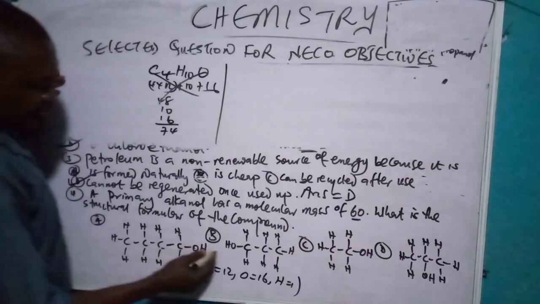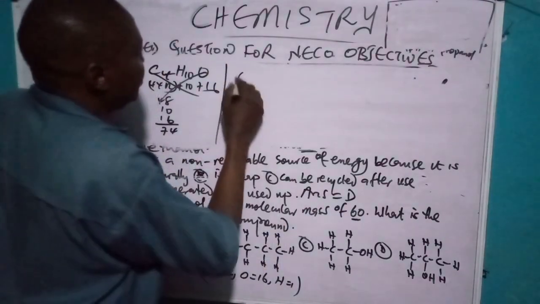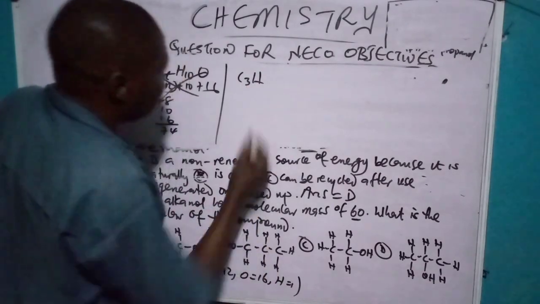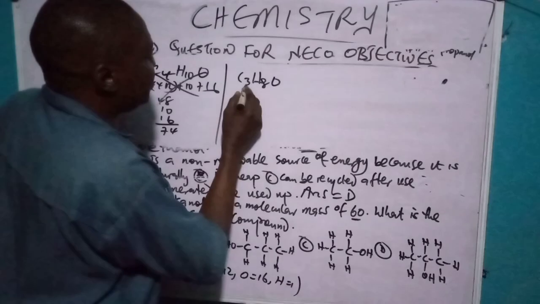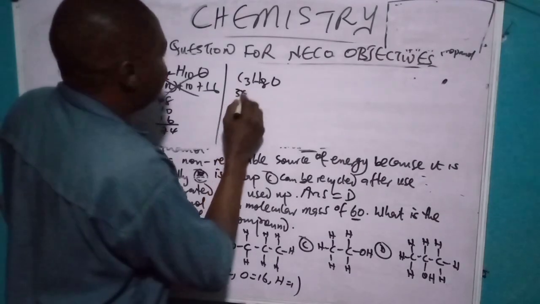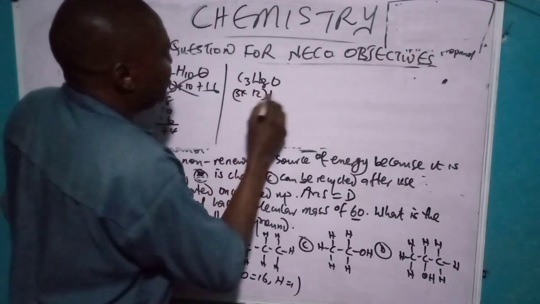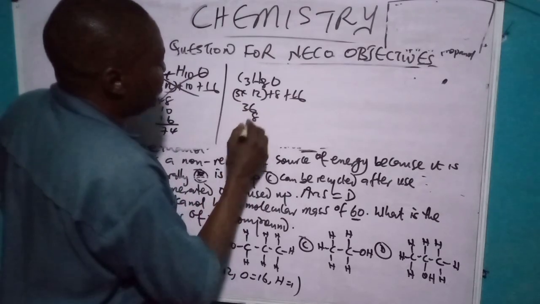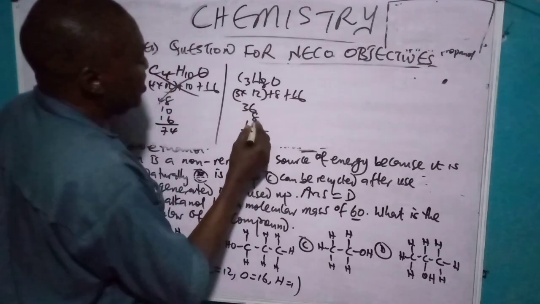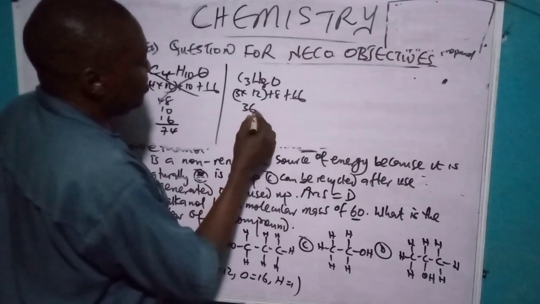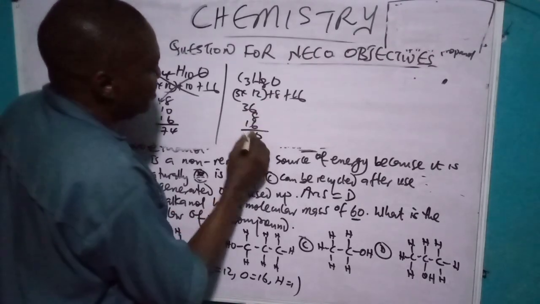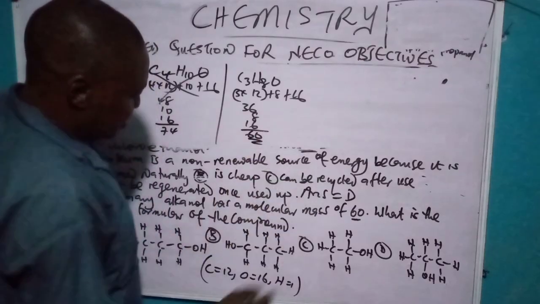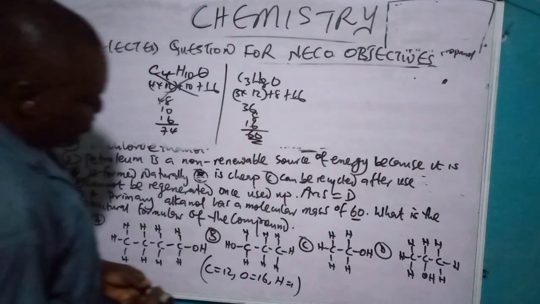Let's go to the second one. 1, 2, 3. C3, H: 1, 2, 3, 4, 5, 6, 7, 8. H8, O. 3 times 12 plus 8 plus 16. 3 times 12 is 36, plus 8, plus 16. Let's see what it gives. 6 plus 6 is 12. 12 plus 8 is 20. That's 60.